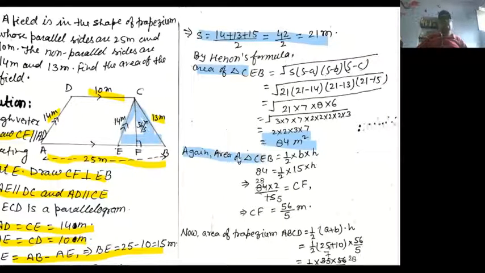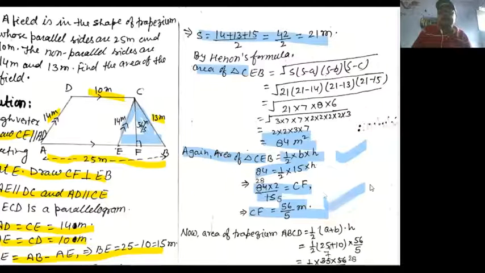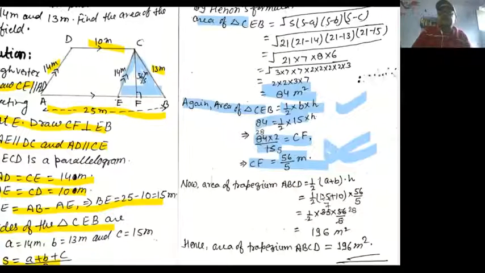Again, we use the formula to find the height. Area of triangle equal to half base into height. The 84 equal to half into 15 into h, and h is CF. By cross multiplication we get 84 into 2 by 15 equal to h. That is 56 by 5 meter.